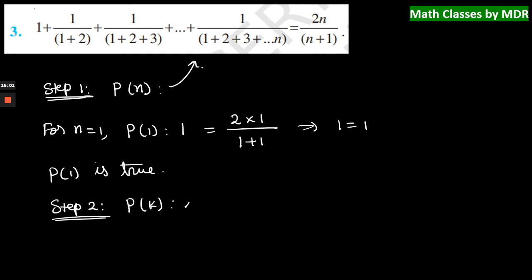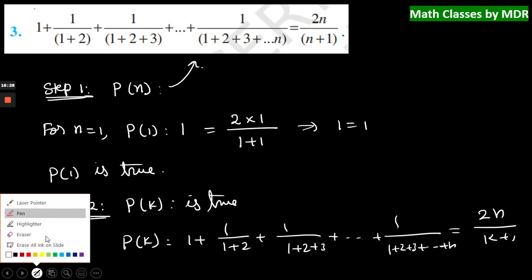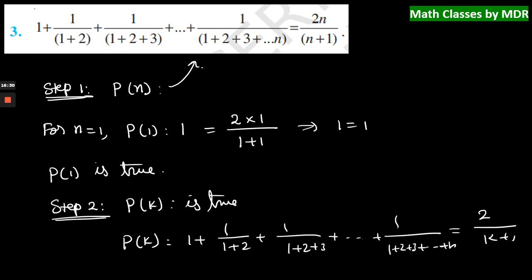Assume that P of k is true. And what is P of k? P of k is 1 plus 1 by 1 plus 2 plus 1 by 1 plus 2 plus 3 plus, and so on, plus 1 by 1 plus 2 plus 3 plus and so on up to k, which is equal to 2k by k plus 1. We have to replace n with k wherever we have n.